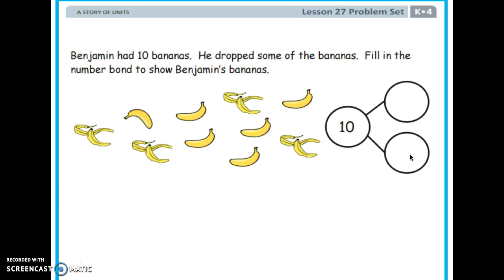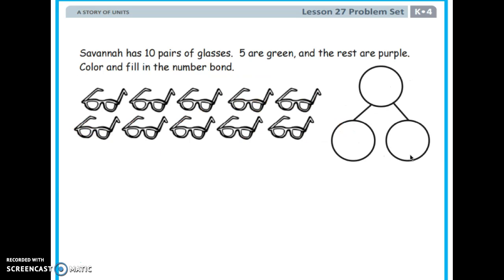Okay, when you're done with that, I want you to get your crayons for the next question. Here we go. Savannah has 10 pairs of glasses. 5 are green and the rest are purple. Color and fill in the number bond. Let me read that to you one more time. You're going to need a green and a purple crayon. So if you don't have one of those, pause your video and get them.